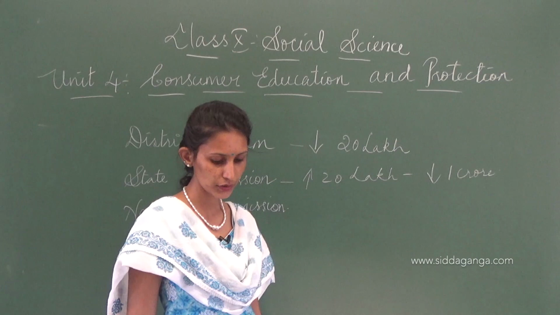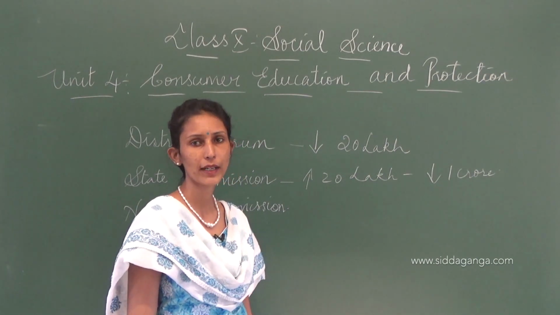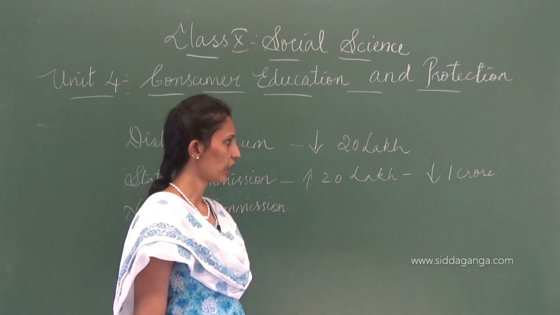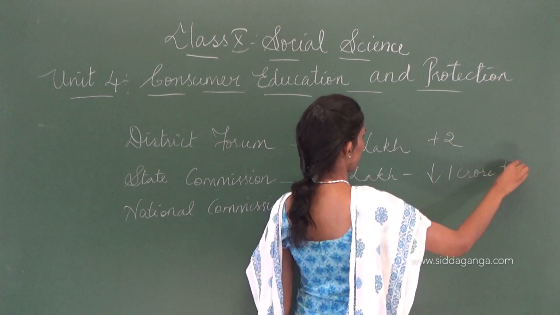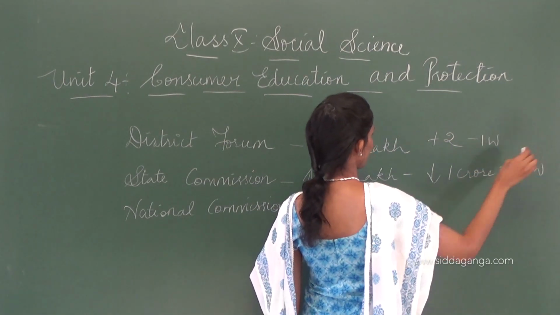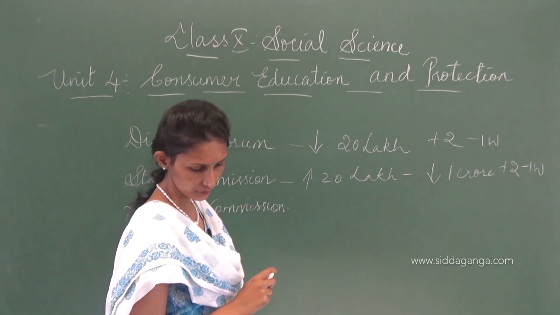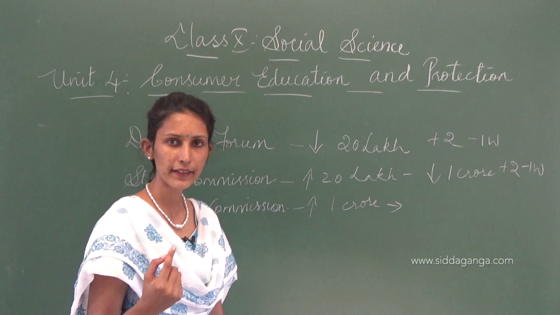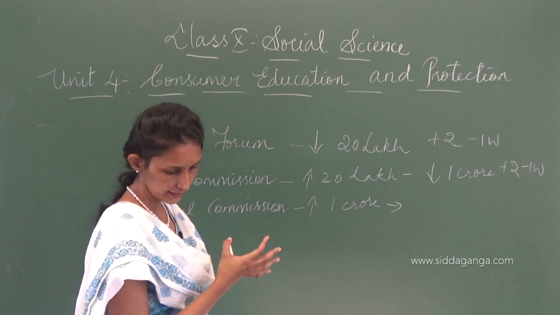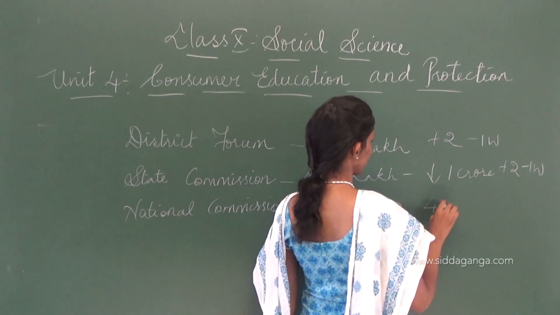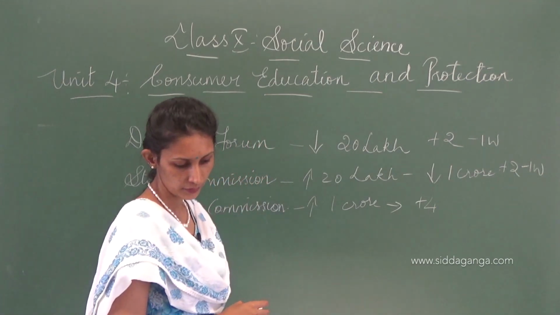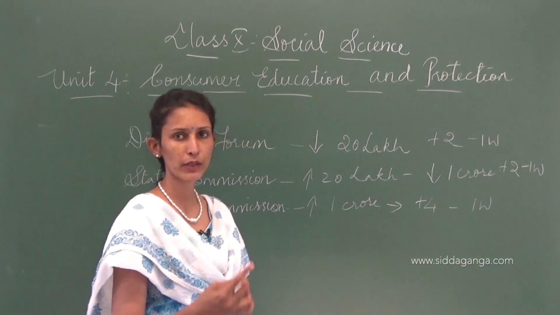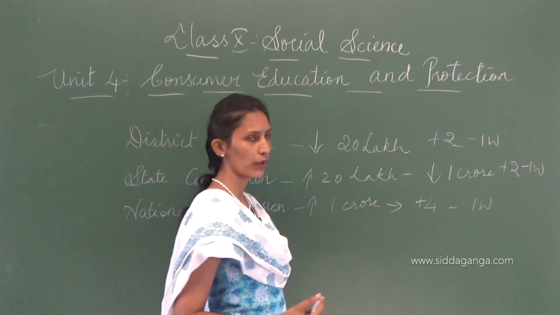Then the National Commission is headed by a judge of the Supreme Court, who is appointed by the central government. He presides over it as the president. Here there are 2 members, and out of that 1 is a woman. Here all complaints above 1 crore are discussed. Again here there shall be 4 members, and in that 1 will be a woman. So above, 2 people extra, and out of those, 1 will be a woman.